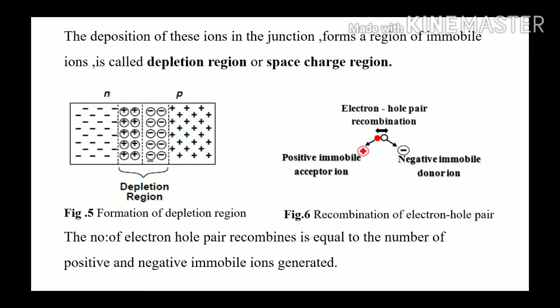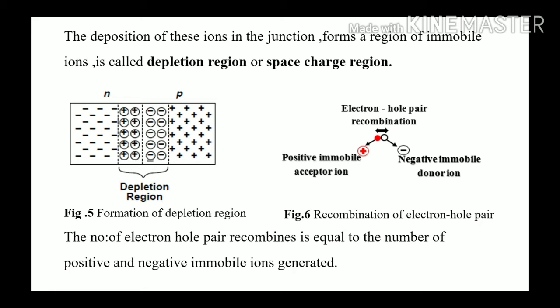The deposition of these immobile ions on either side of the junction creates a region called the depletion region or space-charge region. The depletion region is depleted of mobile charges. So, it contains only immobile charges. Here the figure shows the recombination process and formation of immobile charges. This means the number of electron-hole pairs that recombine is equal to the number of positive and negative immobile ions formed.